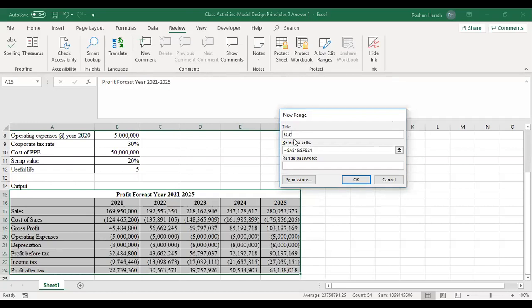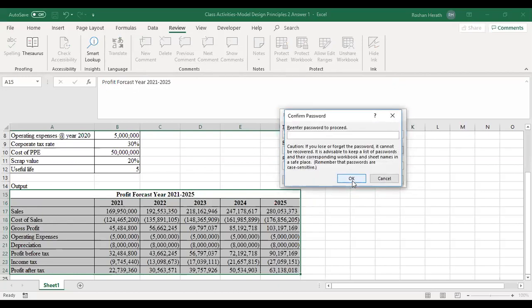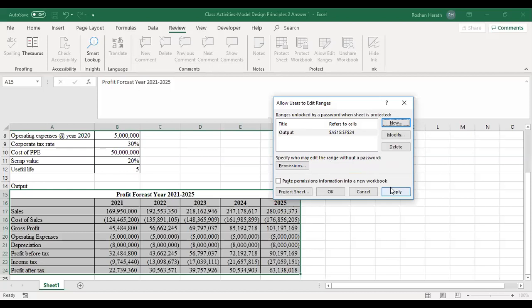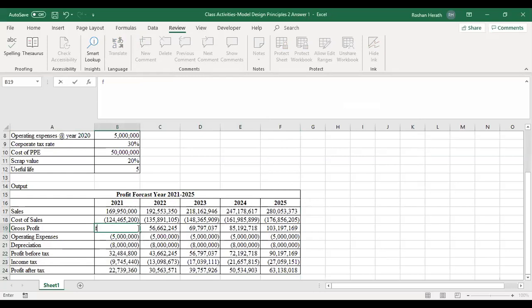The title can be given as output. And the range, yes, it was selected, but again, let me select that. Then here, we can use a range password. The password can be applied for that. Then let's see what happens. Let's apply that and say OK. Now let's try to type something. Yeah, it allows.